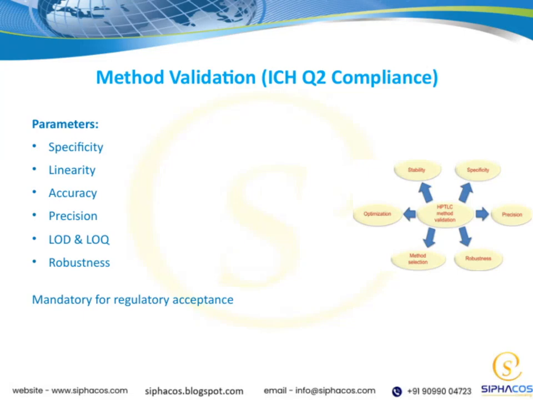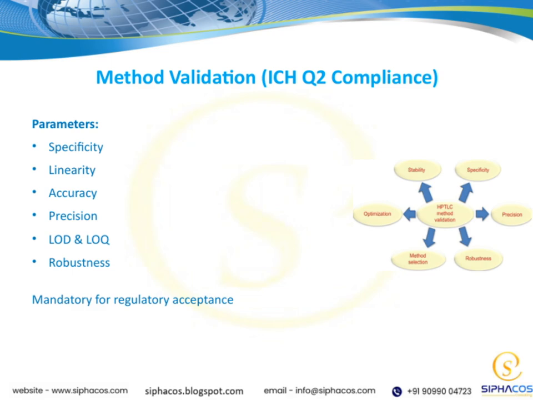Now, let's focus on method validation, specifically how it aligns with ICH Q2 compliance. When we're validating an analytical method, there are several key parameters we need to consider to ensure our method is reliable and reproducible. First up is specificity. This is about making sure our method can accurately identify and quantify the analyte of interest, even in the presence of other components. It's crucial because we want confidence that our results are truly representative of what we're measuring.